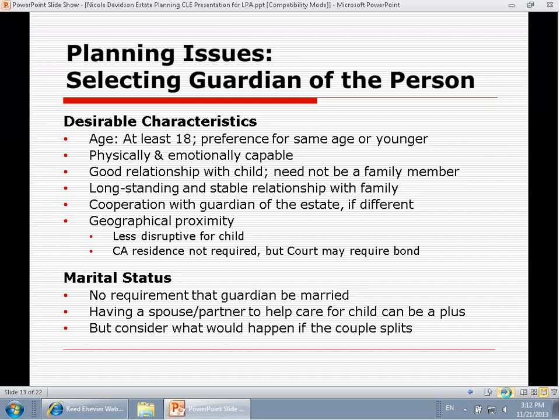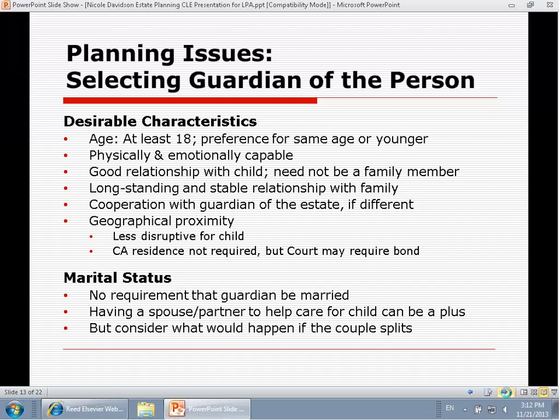Cooperation with the guardian of the estate. If the person that will be managing the child's trust or managing the child's assets, because there's a will in place and now we have a guardian of the estate through the will, if that will be a different person or entity, we want to make sure that there's going to be a good working relationship there.